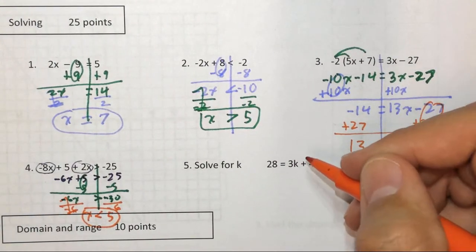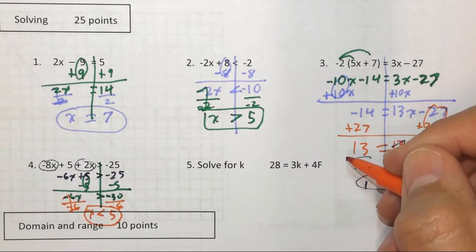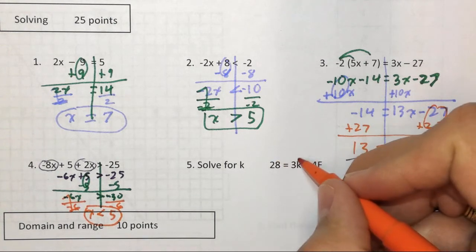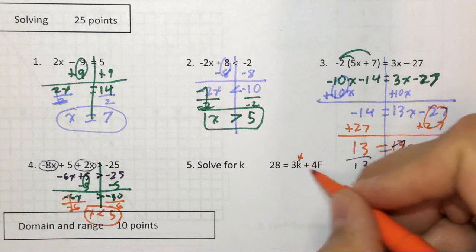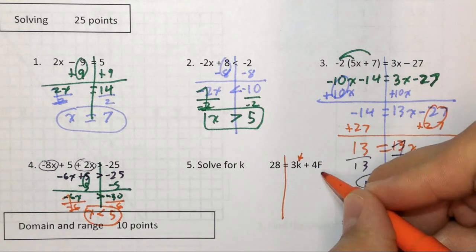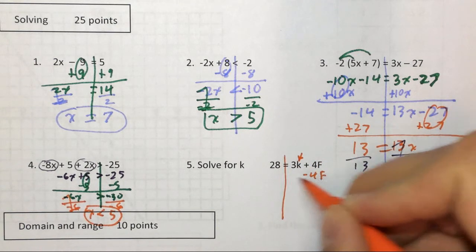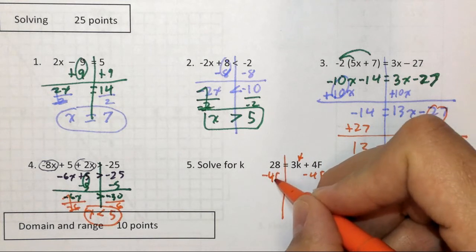Last one, we have one literal equation. I think there's one literal equation on the test as well. We're going to be solving for k. There's the k right there. When we look over here, that's an addition subtraction part we can get rid of first. So we minus 4f, minus 4f.